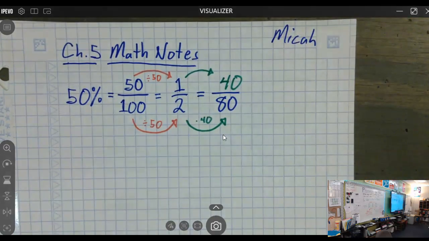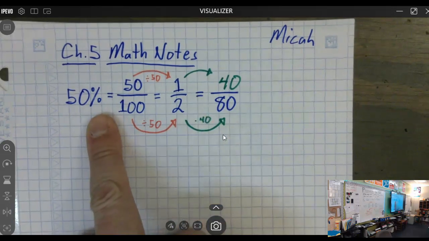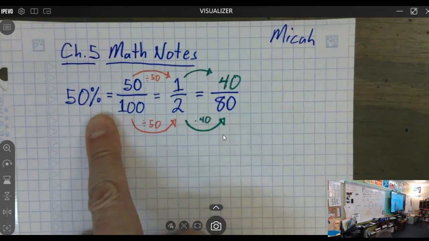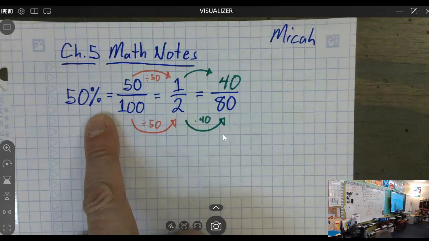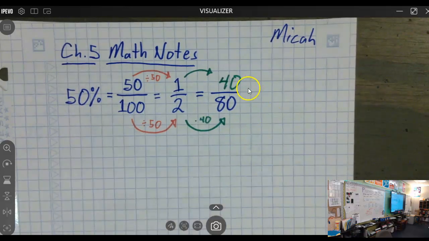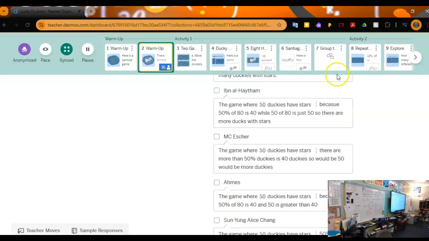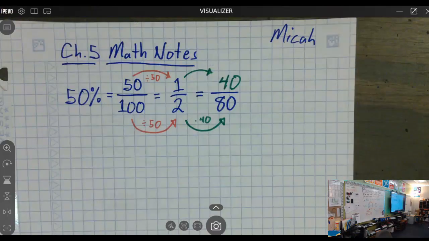So wait, which pond is better? The 50% pond or the 50 duck stars pond? The 50 duck pond. You do not have to go back and change your answer. But if you had it wrong, I hope you now realize why you had it wrong and maybe won't make that mistake again in the future. All right, you are released to continue on exploring your duckies.